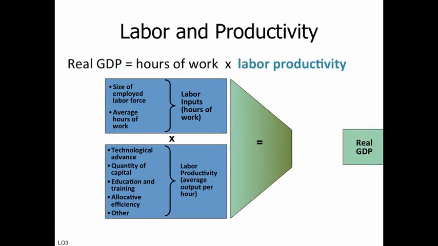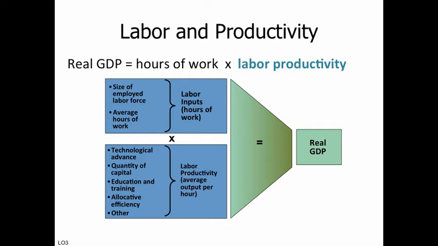The schematic can show us a way of thinking of real GDP here, where again up top we have the number of inputs, so labor inputs, hours of work, and that's a function of the size of the employed labor force. How many workers do we have working in the labor force right now? And the average hours of work. So on average, are they working 30 hours a week, 40 hours a week, 50 hours a week?